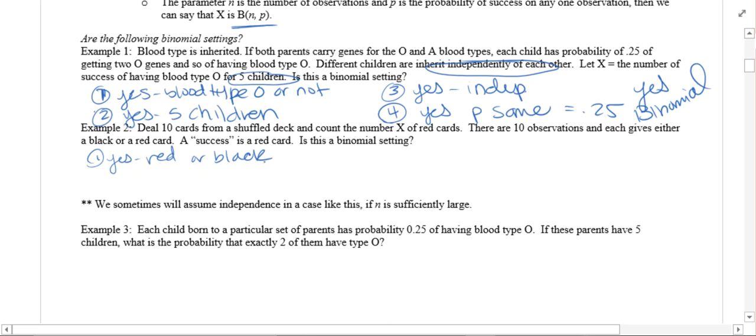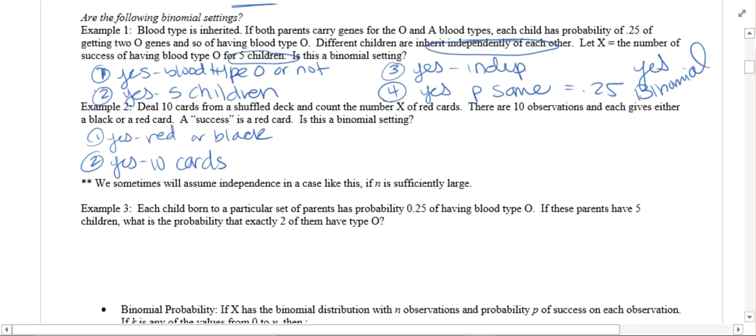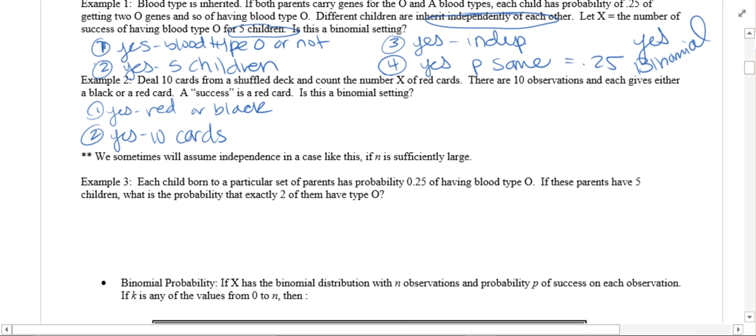Do we have a fixed number of observations? Yes. We've got 10 cards. So we're looking at X is the number of red cards in those 10. But the other two conditions are they independent, and does the probability stay the same? Do those hold up? No, because we're dealing these out without putting them back into the deck. So once you take a red card out, that changes the probability of getting another red card. And once you take 5 cards out of the deck, that changes the probability that the 6th card will be red. So they're not independent, and the probabilities change.